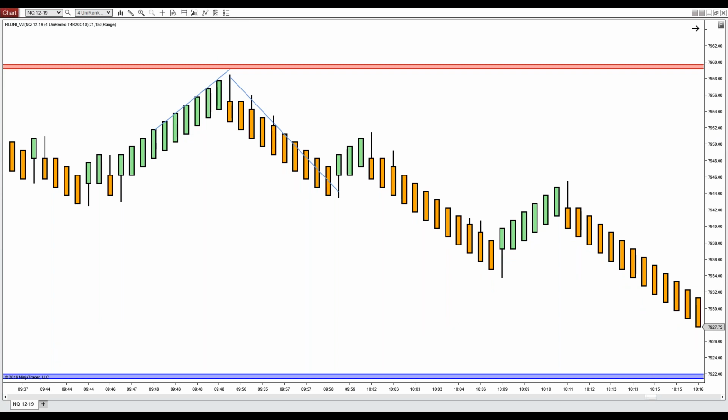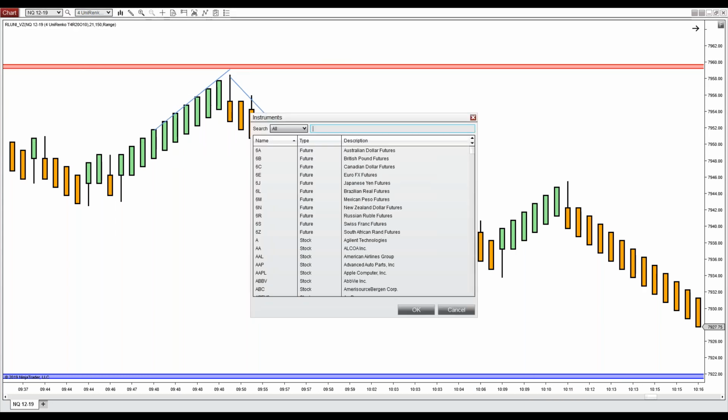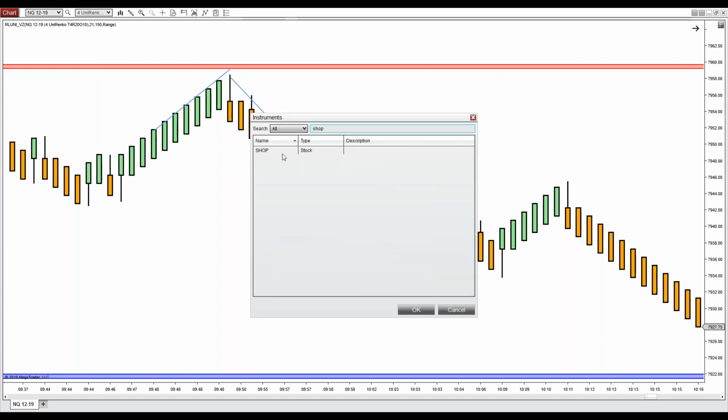Tom, I would show you Shopify. I love that stock. I think it's getting a little bit overbought, but it's going so long. And I don't mean to exclude you, but I'm telling you, these all trade really well. Can I use this on my 4-unit Renko chart that I now use? Oh, absolutely, George, you can use it. All right, you know what, Tom? I'll just show you Shopify.